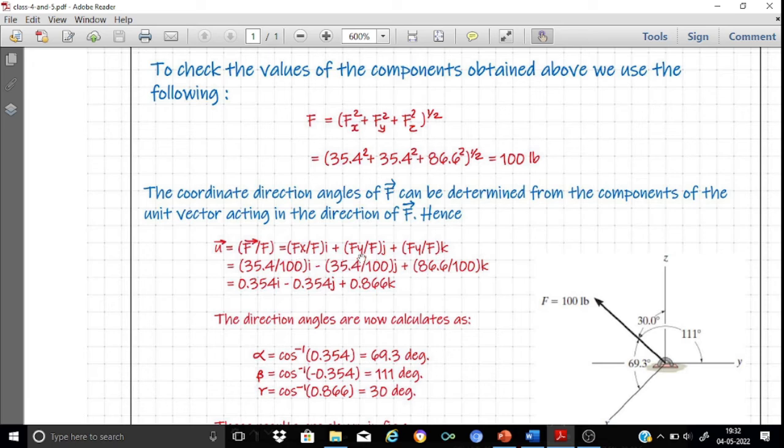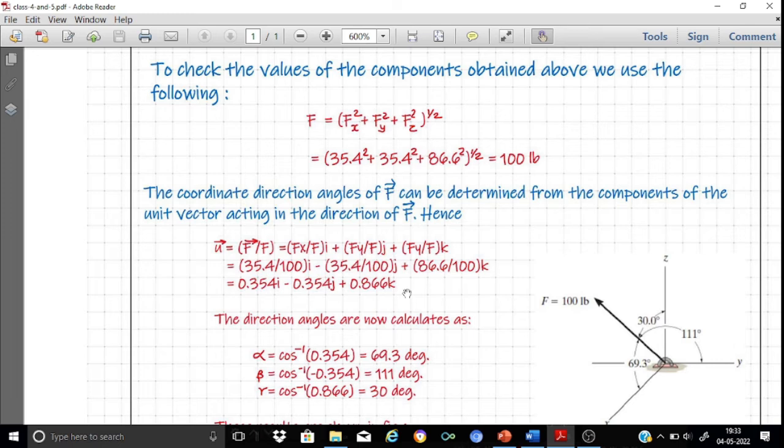We know Fx, Fy and Fz. Okay, so here I think there's a small mistake, it should be Fz only. So we have Fx, Fy and Fz here. So it does mean that the unit vector along vector F can be written as 0.354 i minus 0.354 j plus 0.866 k.